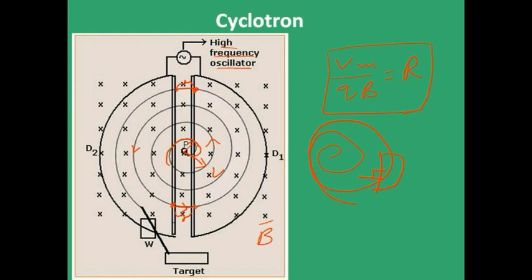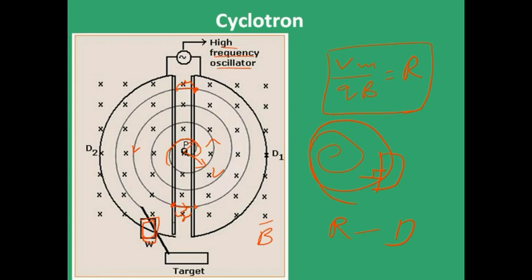And what happens finally is, when the final radius of the path of the particle reaches r, which is equal to the radius of the D, then it is deflected by some magnetic field placed here. So it is collected by a target and used for further bombarding or something like that. Hope everything is clear till now.